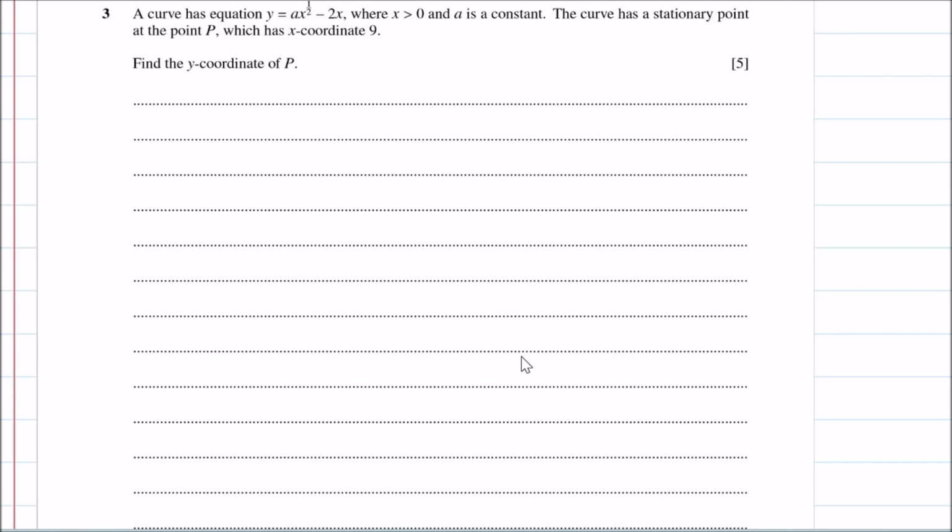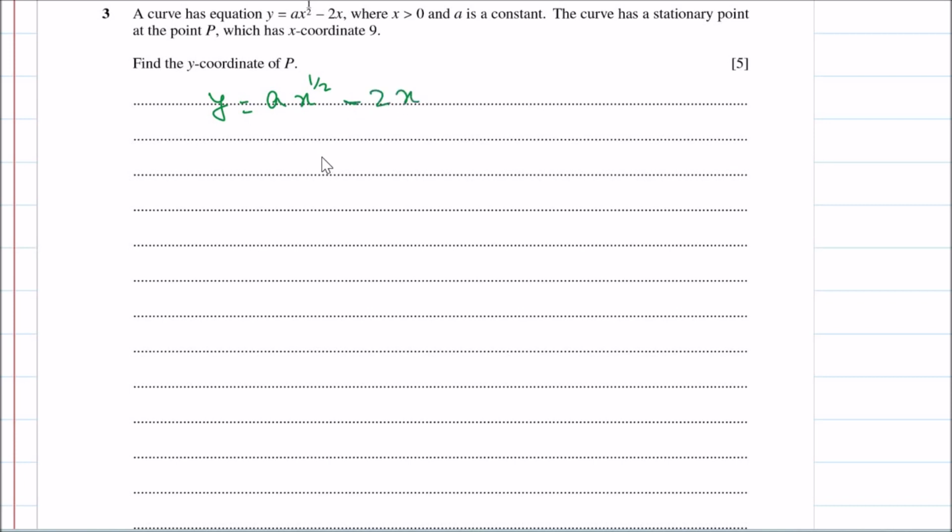Okay, and for that they have given the gradient. The curve has a stationary point at the point P, which has x coordinate 9. So y equals, let us write, a x to the power half minus 2x.